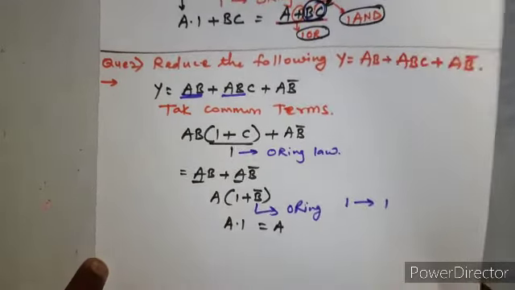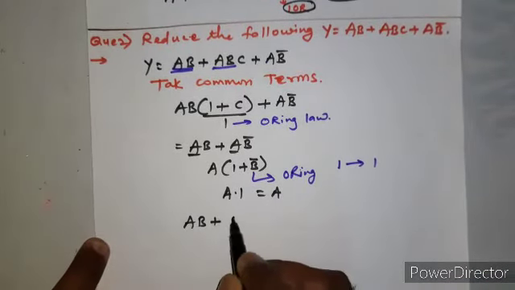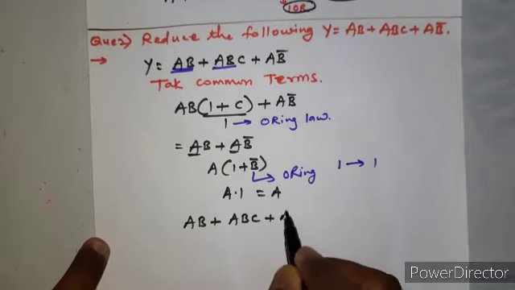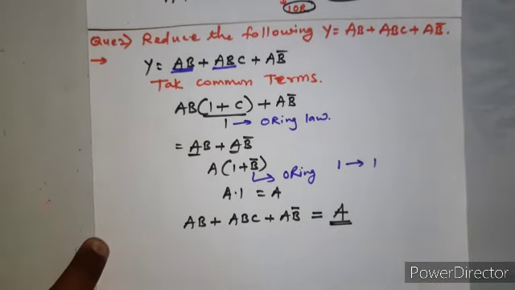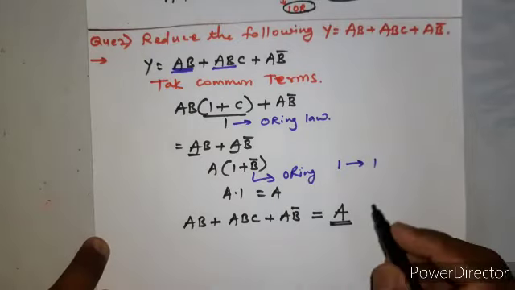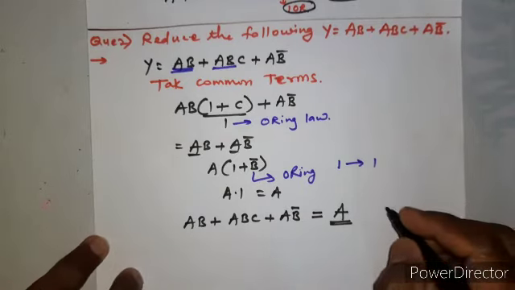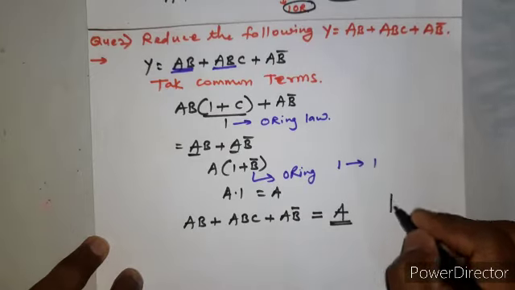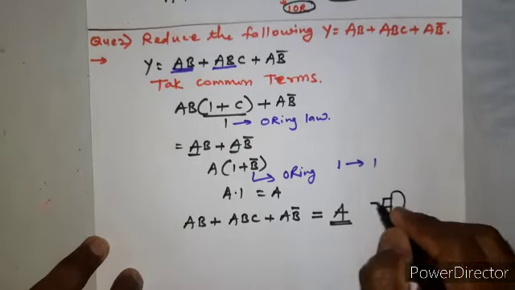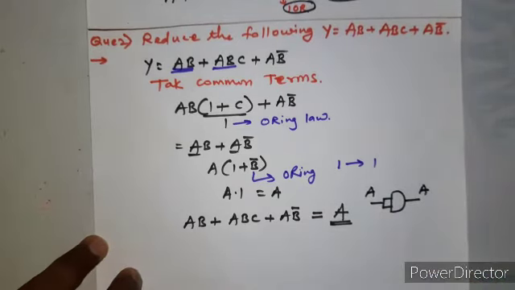Now you can see here, the big equation, AB plus ABC plus AB bar, has been absolutely reduced to a single term. You can use any of the gates here, AND gate or OR gate. Even NAND or NOR can also be used here. So if I want to use this gate, I can simply draw A, and this gives A.